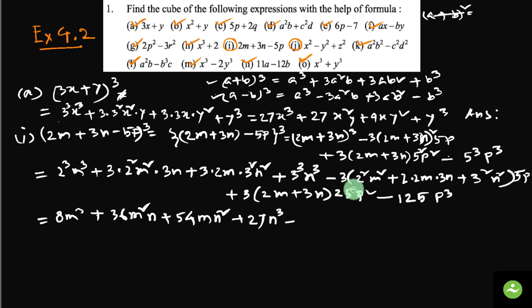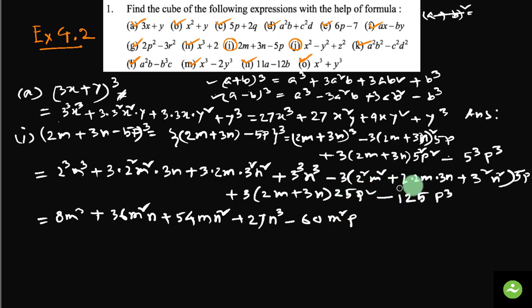Minus, why minus? Because plus minus, if you multiply minus and plus, then this is minus. So minus 3 into 2 square m square into 5p when we simplify. We have to multiply this 3. 3 into 2 square m square into 5p. So what we get? 3 into 4 into 5, 12 into 5 means 60. Here is m square and p, 60 m square p.